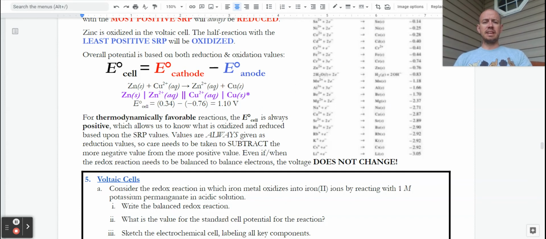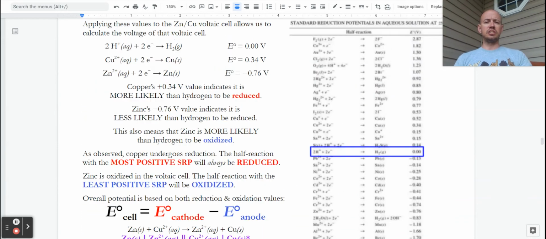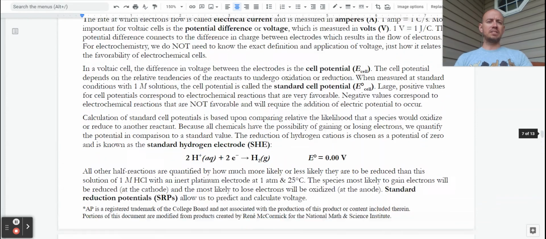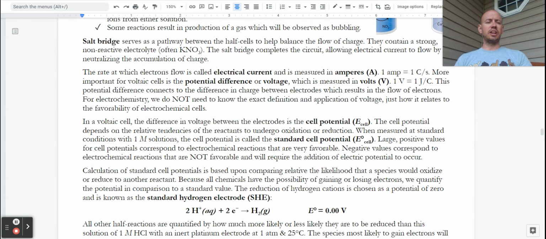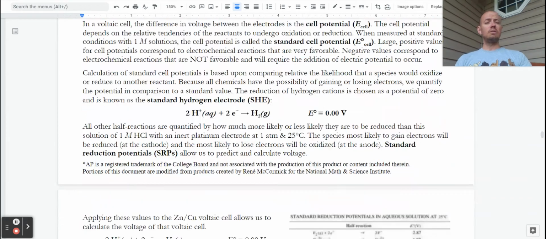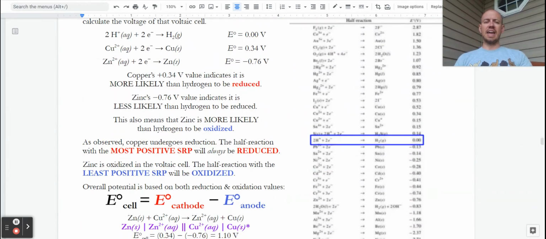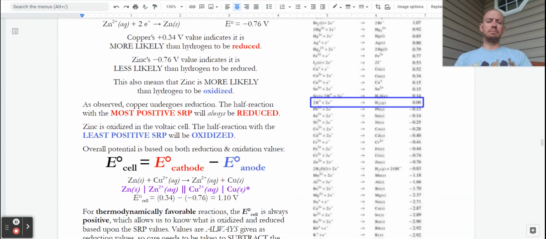Some important things there is even when we balance it to balance the charge and balance the electrons, the voltage doesn't change. And we can come back to the definition of voltage for that one more time. Voltage is electric potential energy, joules per charge. So if I put in more of an element, I actually get more energy, but it's also more electrons, so more charge. We don't need to remember or define that exactly, but it is important.